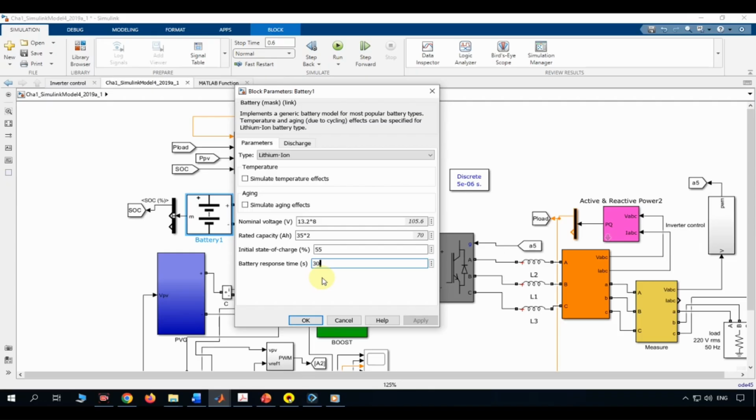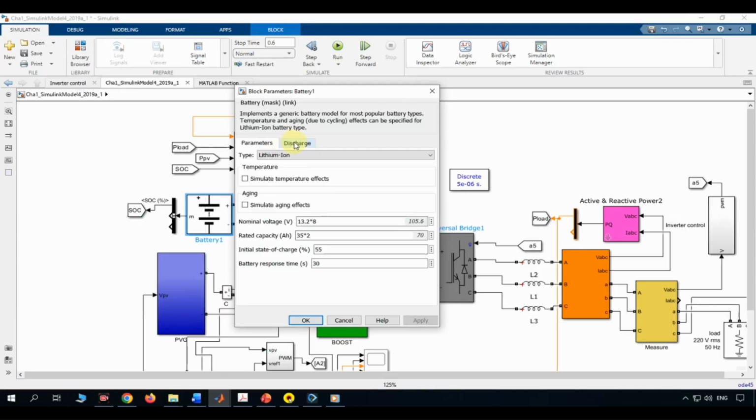This setting tells the model how fast the internal voltage should settle after a sudden change in load. Two checkboxes are left unticked here: simulate temperature effects and simulate aging effects. Leaving these off keeps the model simpler and faster to simulate. The battery behaves the same regardless of ambient temperature or cycle count. If you wanted to study things like capacity fade over years of cycling or reduced performance in cold weather, you'd enable these, but for a power flow and control study like this one, they're usually left off.